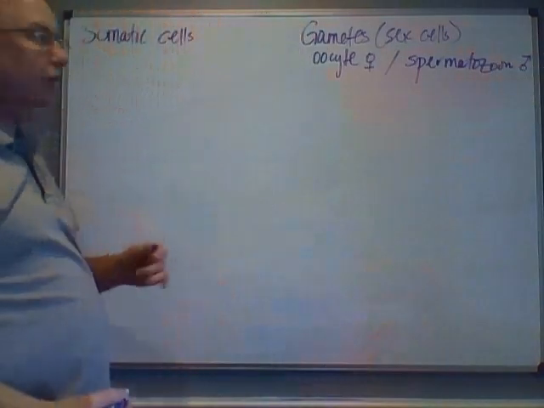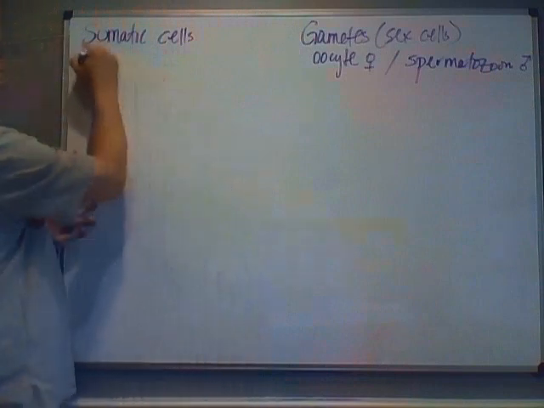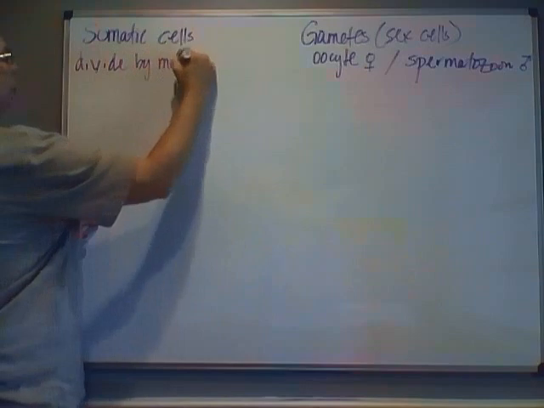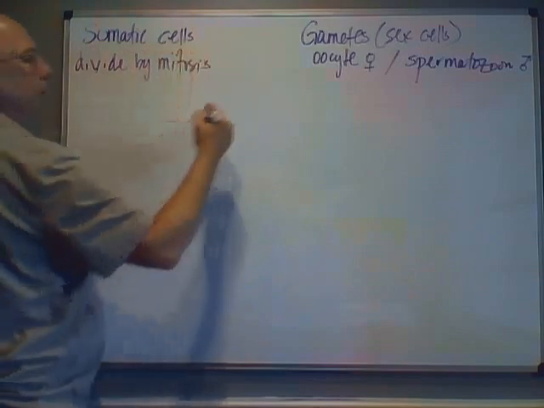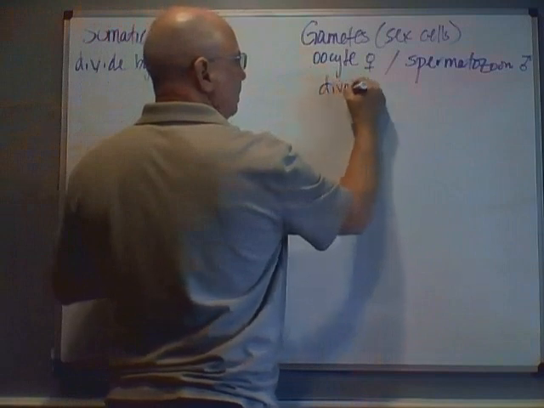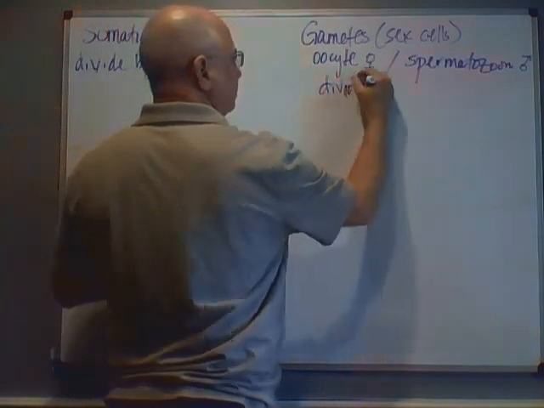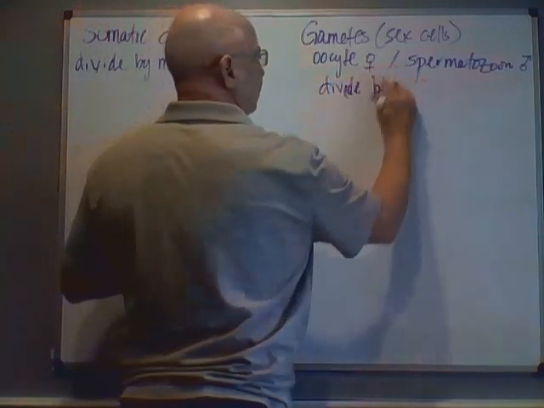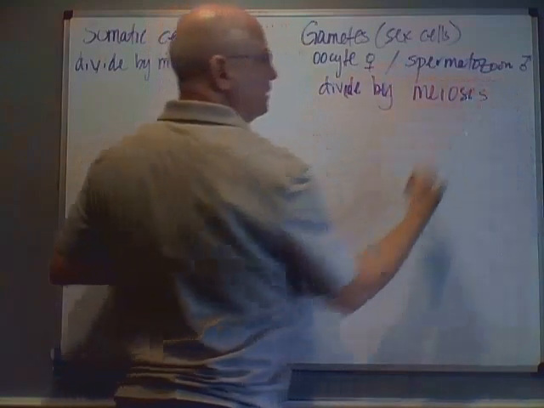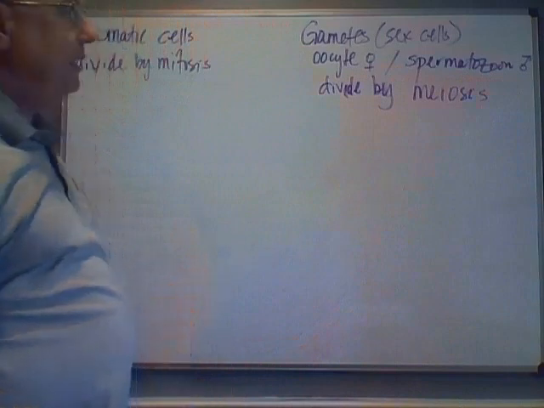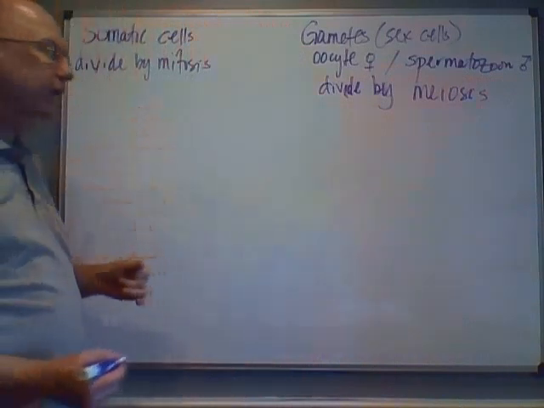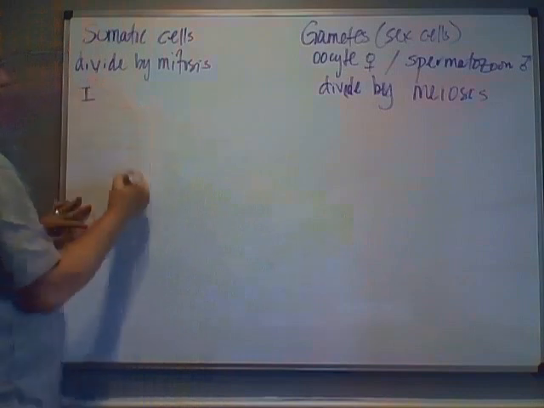Those cells undergo meiosis. Somatic cells divide by mitosis. The gametes, the oocyte and the spermatozoan, divide by a specialized process called meiosis, or some people say meiosis. Now, we know the phases of meiosis. The cells are living in interphase. I'll put a little I here for interphase.